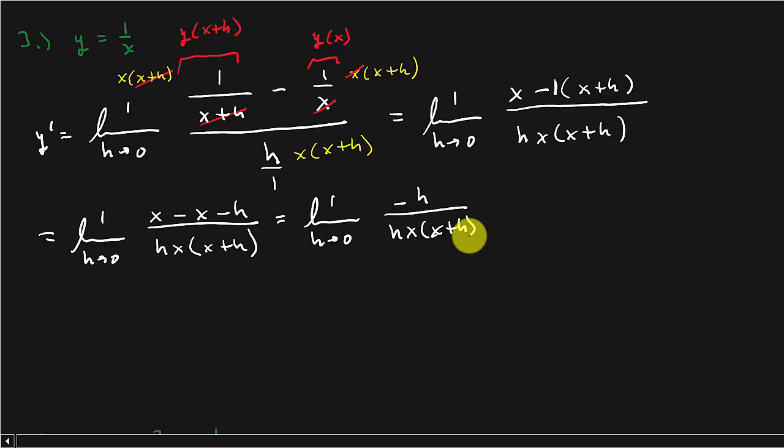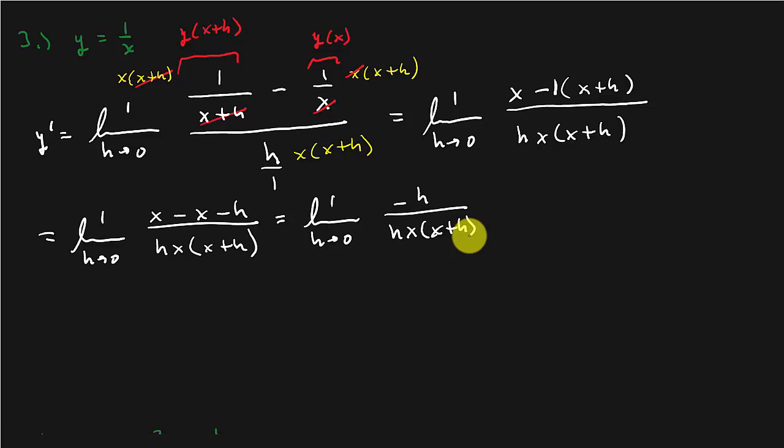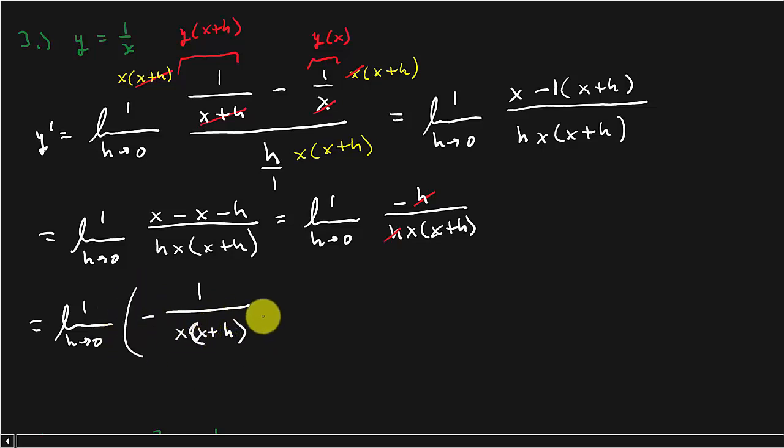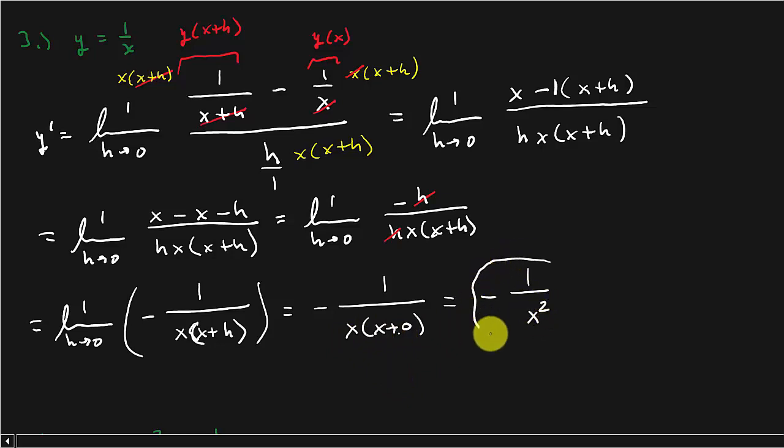So remember what I said at the beginning of the video. What are we wanting to do? We're wanting to cancel this h out of the denominator. And you can see, there they cancel. So limit as h goes to 0, and I'm just going to write the negative out front here, negative 1 over x times x plus h. Now that's going to give me negative 1 over x times x plus 0, which is negative 1 over, what is that? X times x is x squared. And so there's your derivative, negative 1 over x squared.